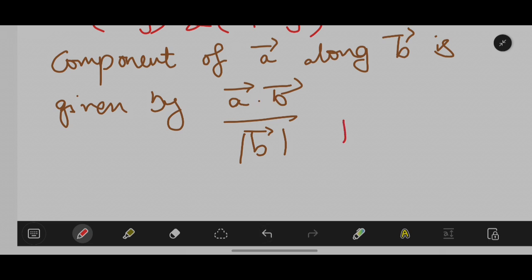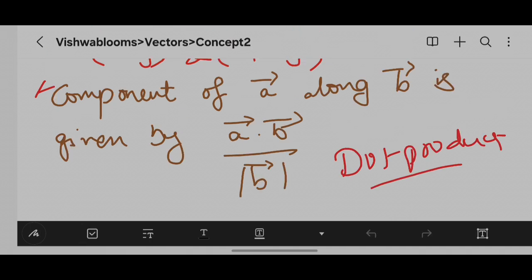See, you didn't study the dot product chapter yet, right? So you might not know. But I'll explain it here because I don't want to leave this question. But this formula is missing in your book. So let's continue with the question.